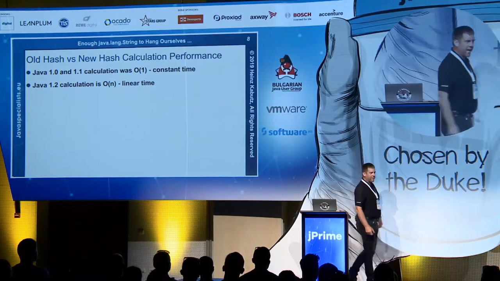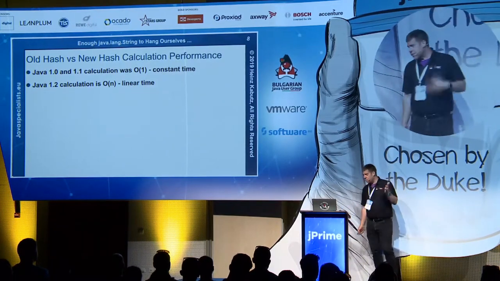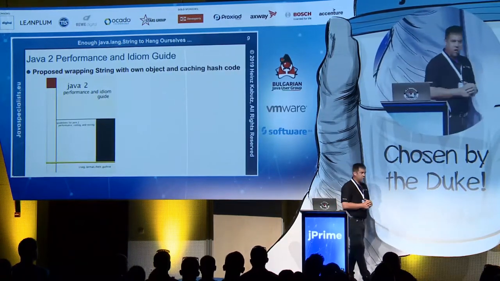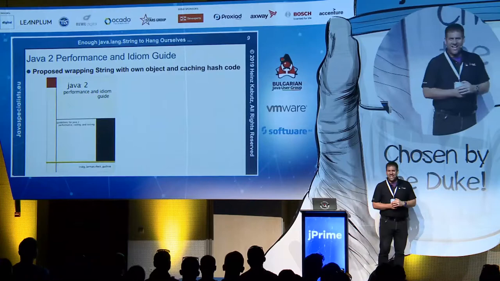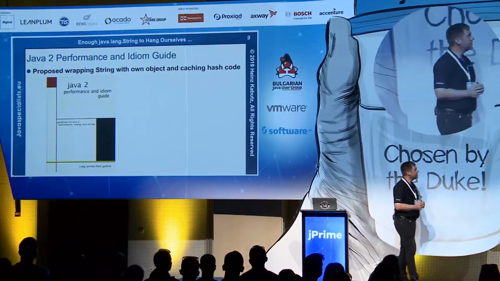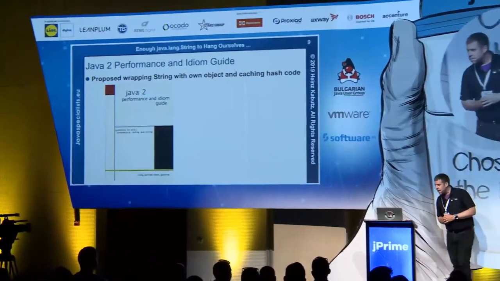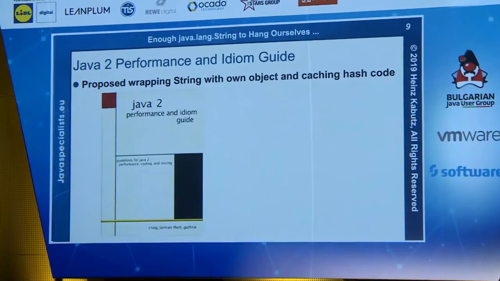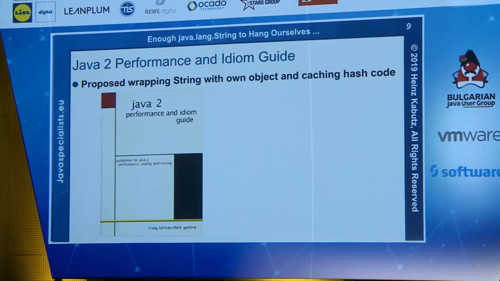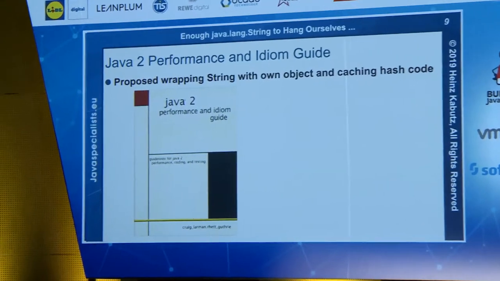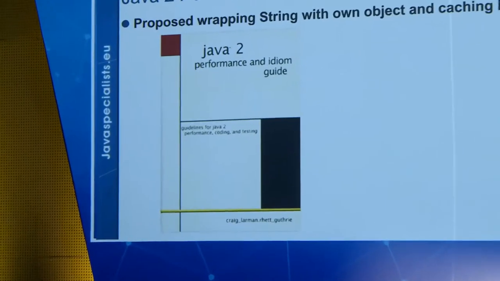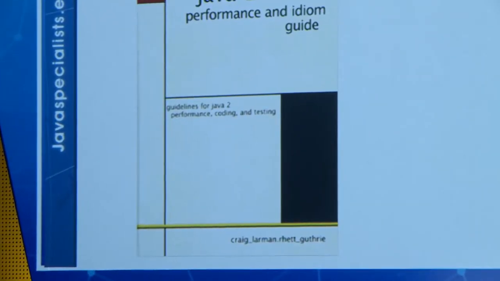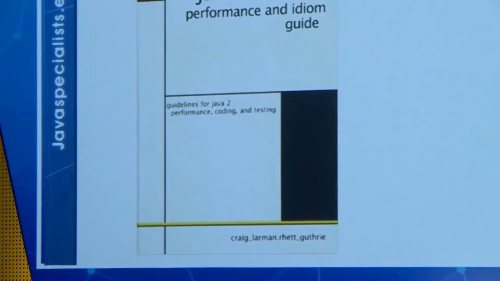Java 1.2, it became linear time. Now, this, of course, could cause all sorts of issues. And there was a book called the Java 2 Performance and Idiom Guide. It's not Idiot, it's Idiom Guide. It is a good book, really good book for its time. And the problem with performance books is that as soon as the ink is dry, they're out of date, because new versions of Java come out and everything changes.